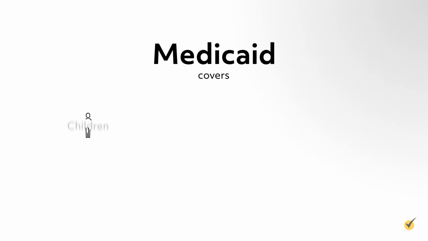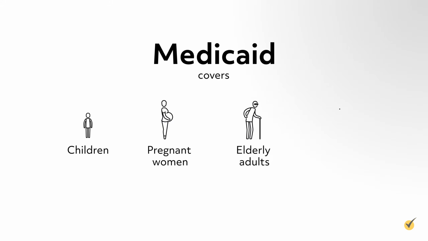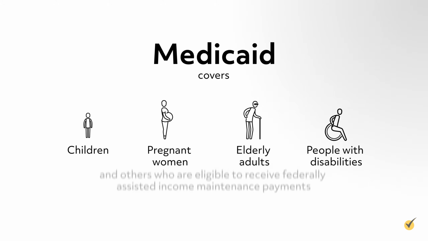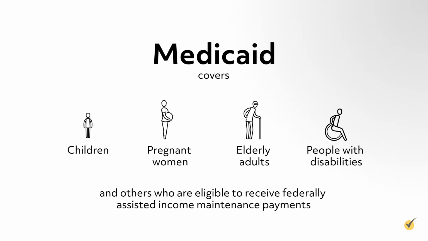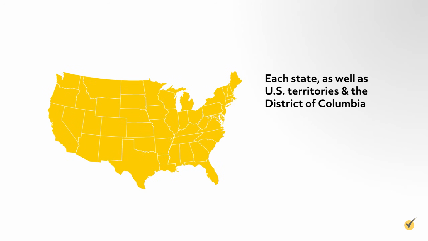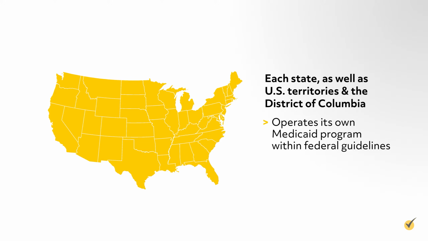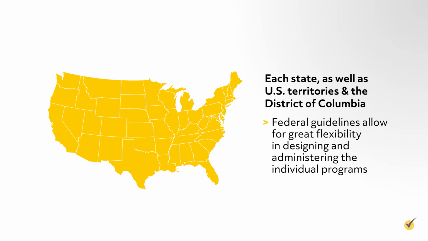Medicaid covers children, pregnant women, elderly adults, people with disabilities, and others who are eligible to receive federally assisted income maintenance payments. Each state, as well as U.S. territories and the District of Columbia, operates its own Medicaid program within federal guidelines. Federal guidelines allow for great flexibility in designing and administering the individual programs.